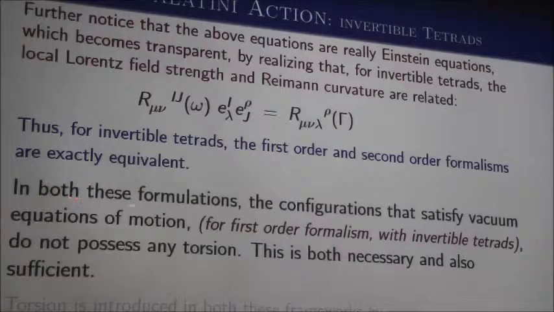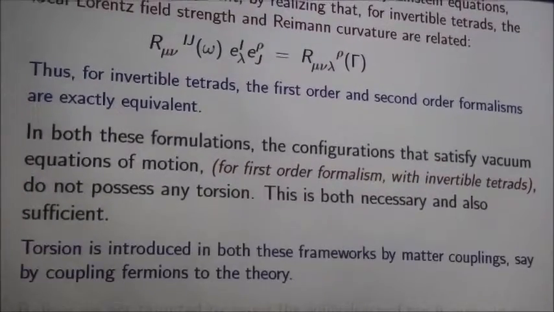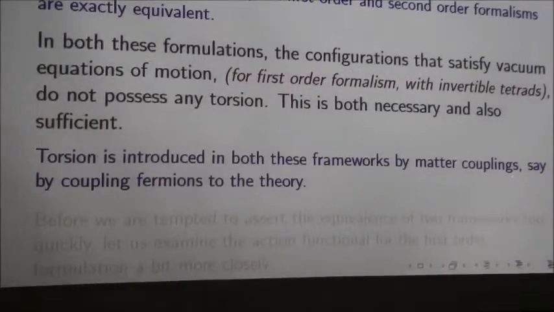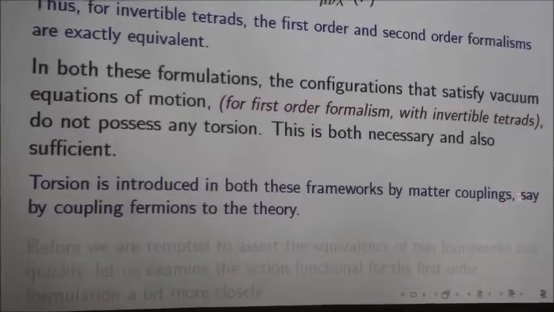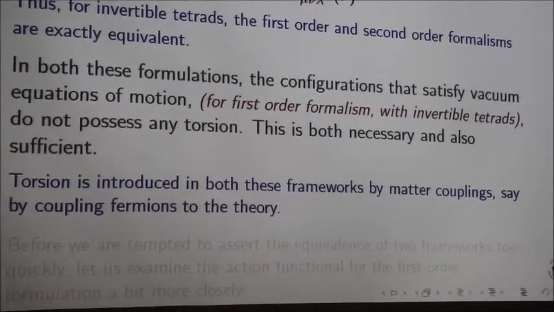In both these formulations, the configurations that satisfy the vacuum equations of motion, to remind us, for the first order formulation with invertible tetrads, do not possess any torsion. And this is both necessary and sufficient. Torsion is introduced in both these frameworks through matter couplings, say through coupling of fermions.